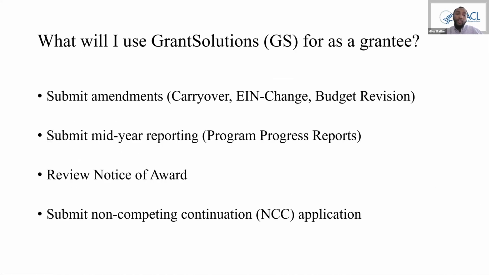Grant Solutions provides recipients access to a lot of features within their system. The 4 main functions a grantee will use Grant Solutions for is to submit an amendment, submit your mid-year report, also known as your program progress report, review your notice of award, also known as the NOA, and finally submit non-competing continuation applications. In the next slide, I will show a video that will be helpful with navigating through Grant Solutions.